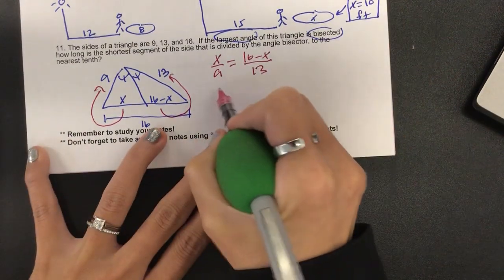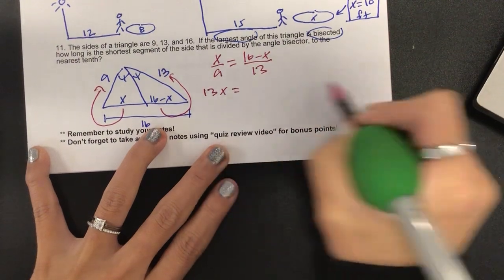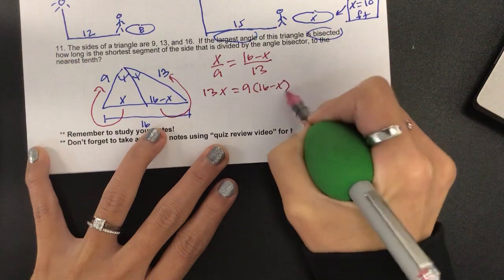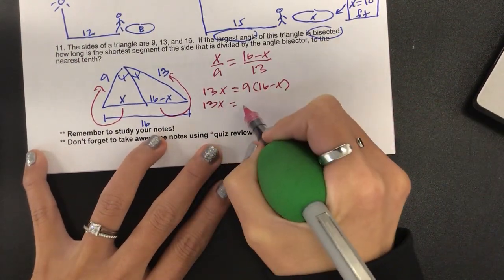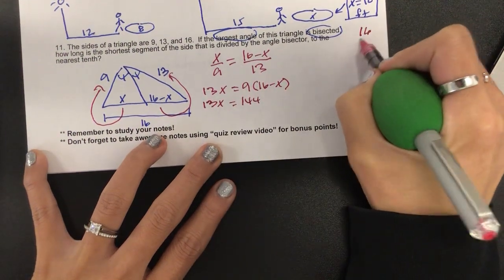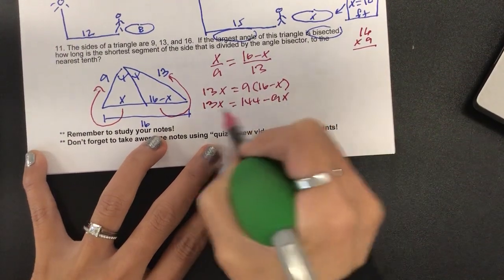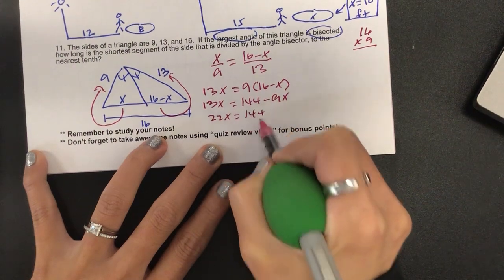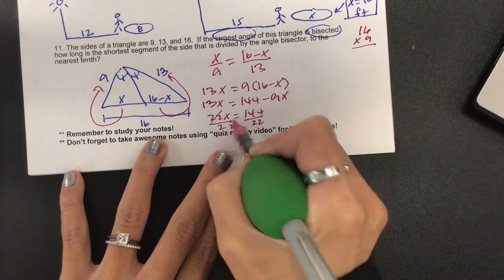And when I cross multiply, we get 13x is equal to, for the next part, I'm going to write out the whole factor piece and then distribute. So we have 13x. 9 times 16 should be 144, but again, double check on the side by doing 16 times 9 on your own, minus 9x. When I move the 9x over, we get 22x is equal to 144. And when I divide it by 22, it's not going to be pretty, which is fine.